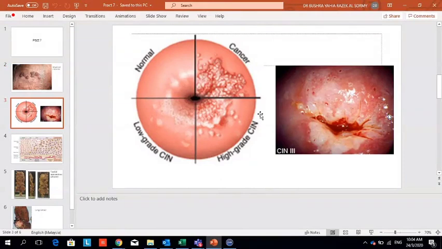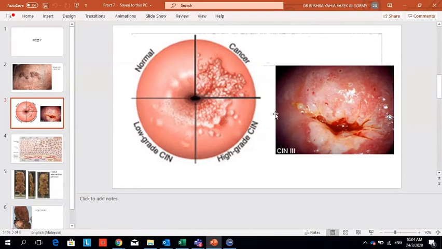Second case is Madam A, a 40-year-old lady who had a pap smear done during a recent health camp in her village. When the result came back abnormal, she had to undergo a biopsy, which confirmed the pap smear finding. She later had a cone biopsy for definitive treatment.